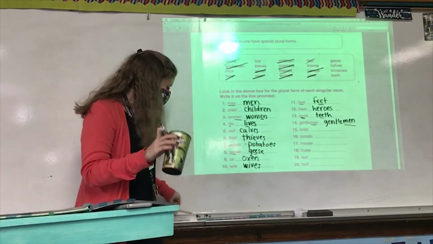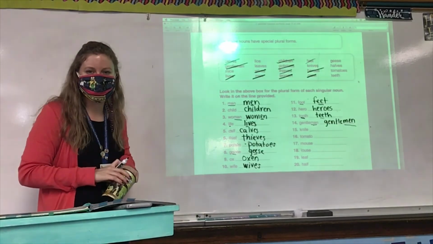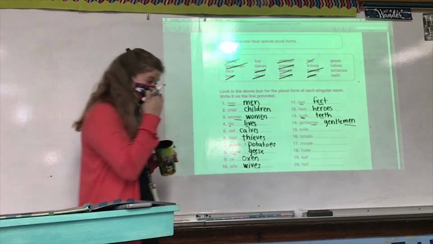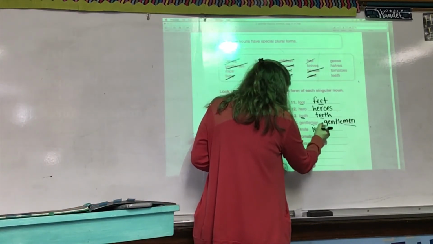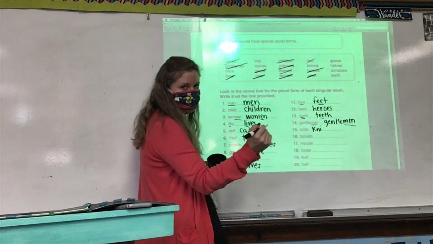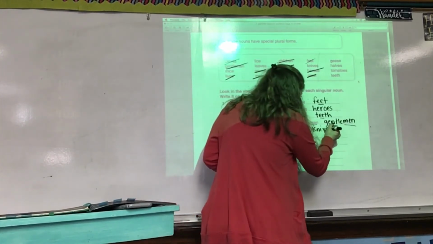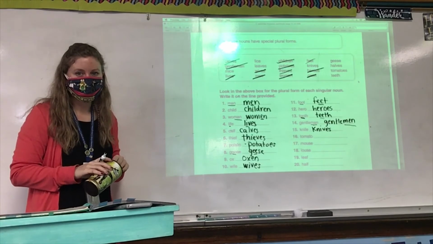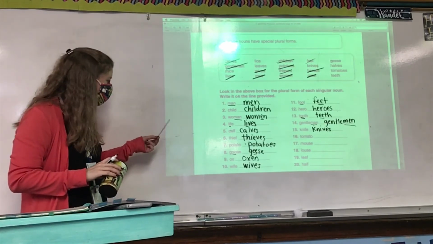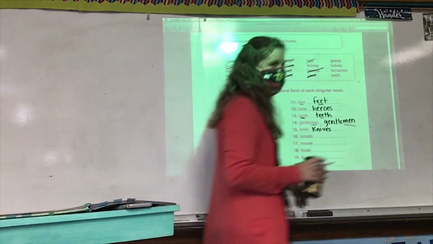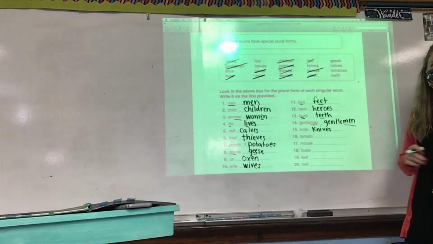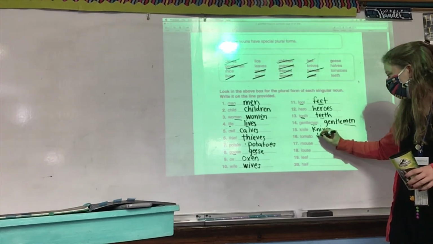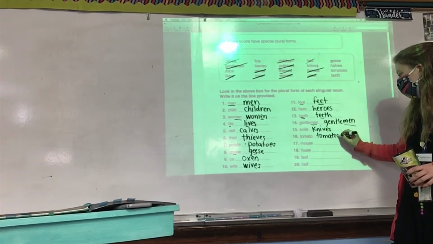Number 15, knife. Zari, do we say my kitchen has 4 knifes? No. What do we say? My kitchen has 4 knives. Because it follows that F rule, where the F becomes a V, and then we add E-S. Good. Number 16, tomato. Ethan, do we just add S for it to be tomatoes? What do we add, Ethan? ES. So that it's tomatoes.